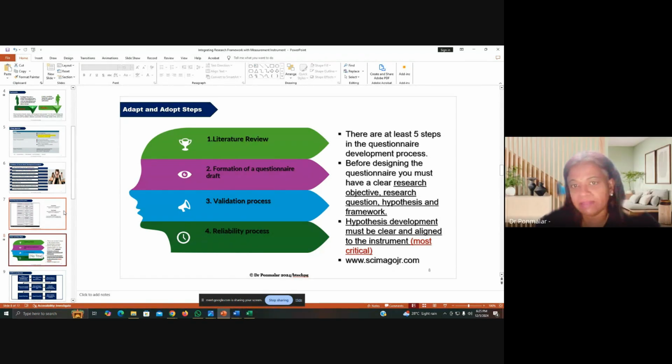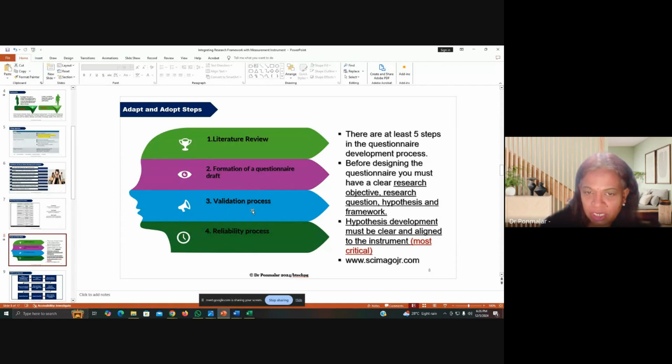Adapt and adopt steps. How to adapt and adopt, the steps. One, you need to go back to your literature review, because the good scales, everything is in your literature, right? You have to read the literature review. Step 1, go back to the literature review. Second, formation of a questionnaire draft. After you go through the literature review, you find that this instrument from this journal is very suitable for our context, so we want to adapt. So that's where you come out with your questionnaire.